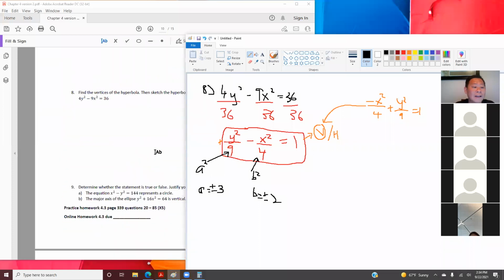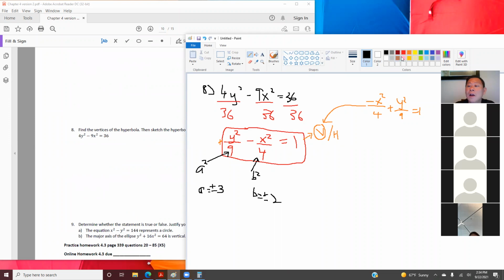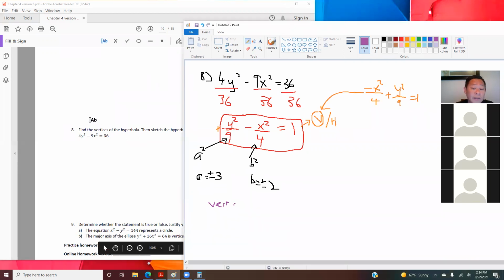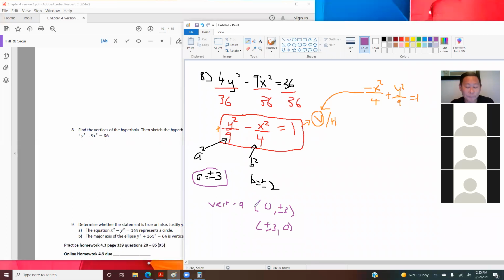Now, this question is asking us for the vertices. If I talk about vertices, are we using A, B, or C? Which one is for the vertex? A. So your vertices in this case is A. And here is the question: where should we put the plus minus 3? Is it 0, plus minus 3, or is it plus minus 3, 0? So plus minus 3 is A, that's correct.